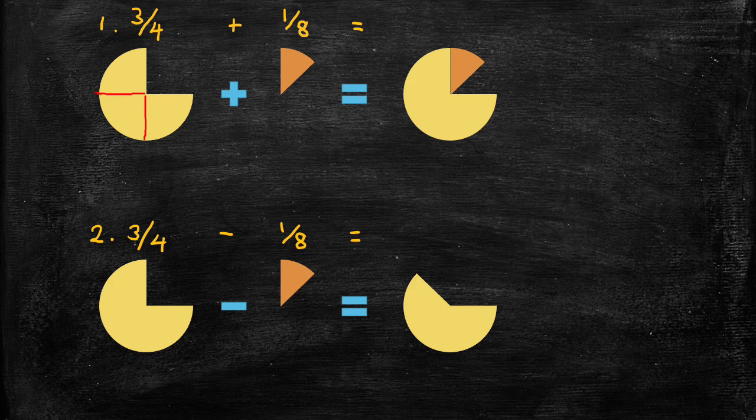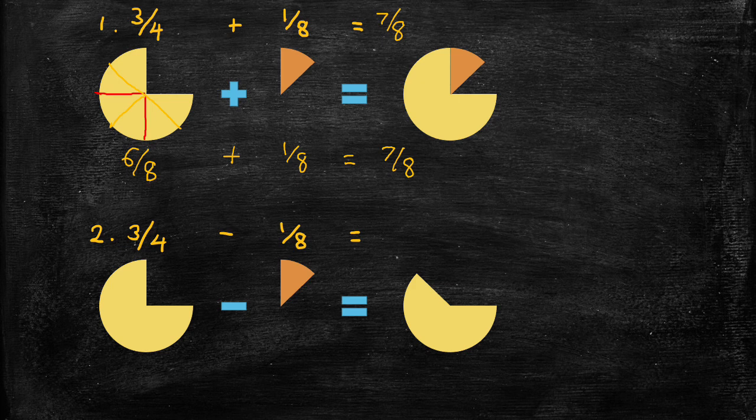So we could do that if we cut each 1/4 slice into two 1/8 slices. Okay, and now I can see that I've got 1, 2, 3, 4, 5, 6 eighths. So what I've done is I've expressed 3/4 using the equivalent fraction 6/8. And now if I add my 1/8, I can see that in total I've got 7 1/8 slices of pizza. So that means 3/4 plus 1/8 is 7/8.